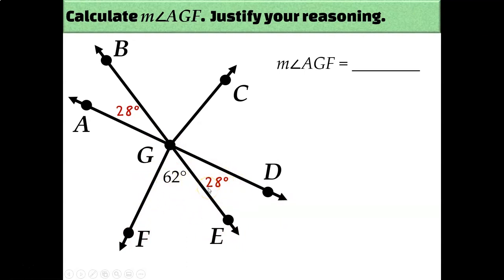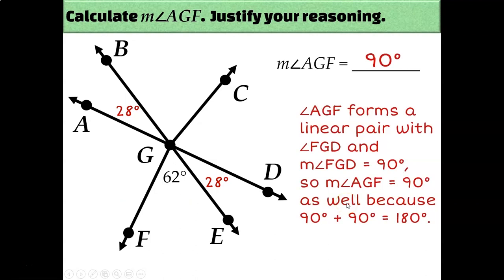In fact, we already knew that it was 90, right? That's how we got to 28 on the first problem, because we were told it was complementary. We already knew that this was 90 degrees. So if this is 90 degrees, and these two angles, angle AGF and angle FGD, are supplementary, then doesn't AGF have to be 90 degrees as well? Because 90 plus 90 equals 180.